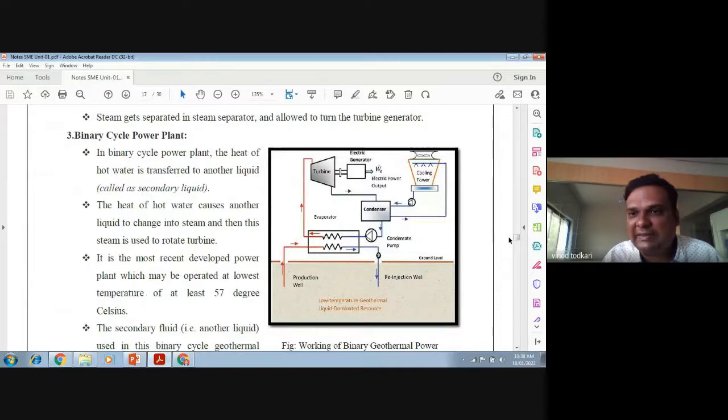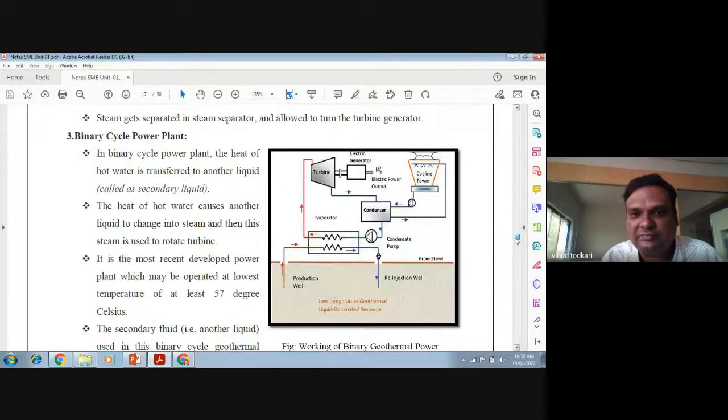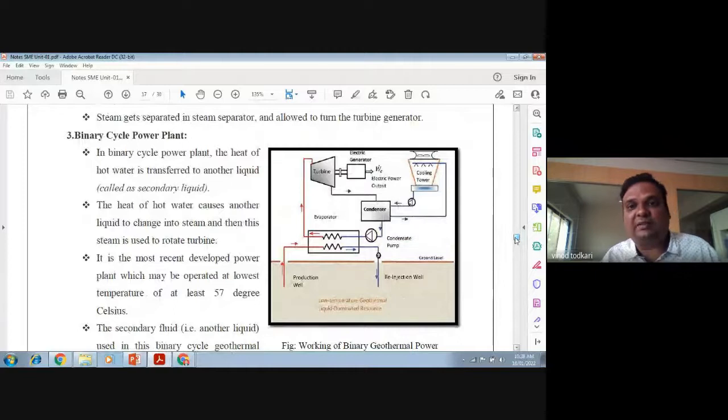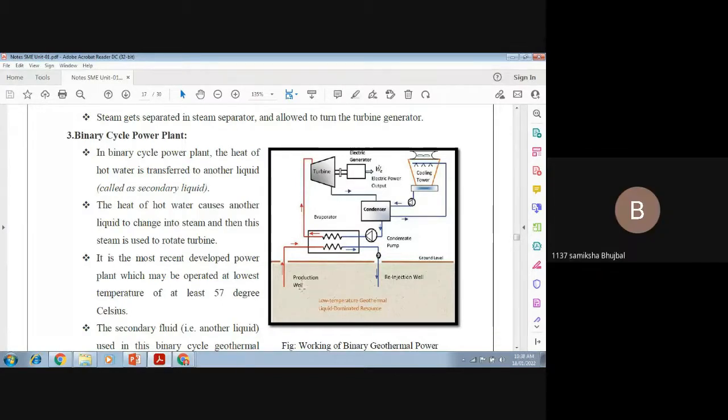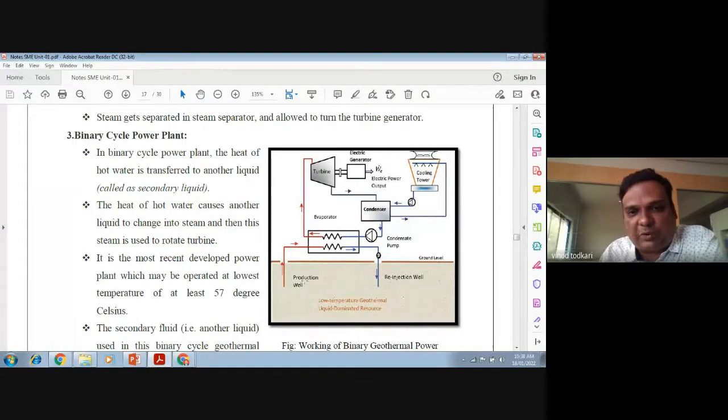Now see, this is binary cycle power plant. I expect you to tell me, being an engineer, just look at the figure and tell me how it works. Initially tell me which are the different components. What is the name? Just read this name. Turbine. Production well. Very good. This is production well.